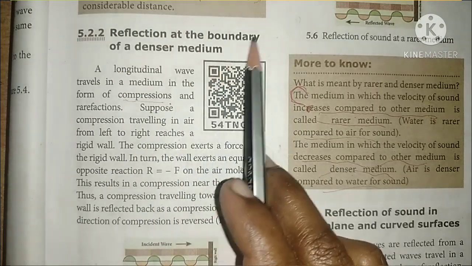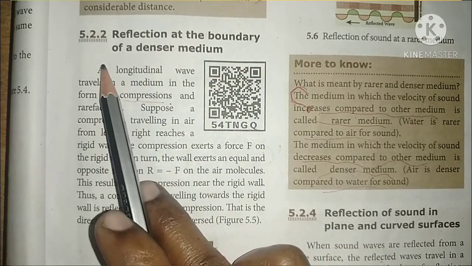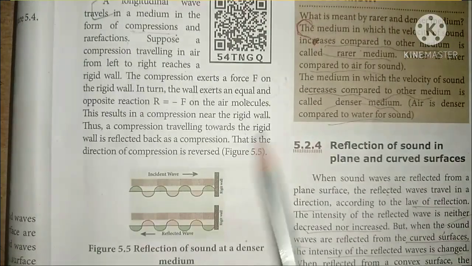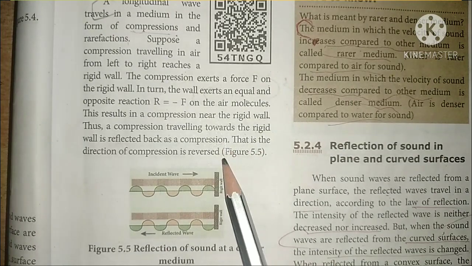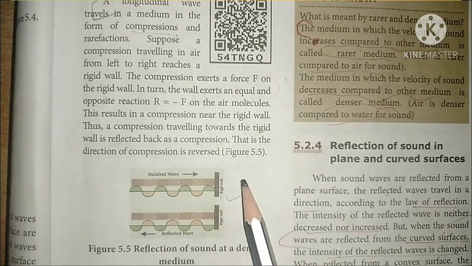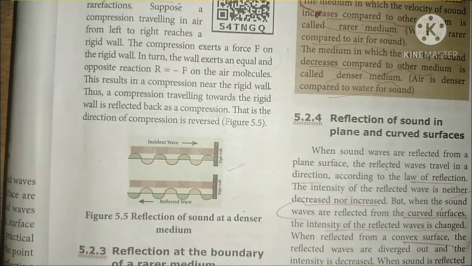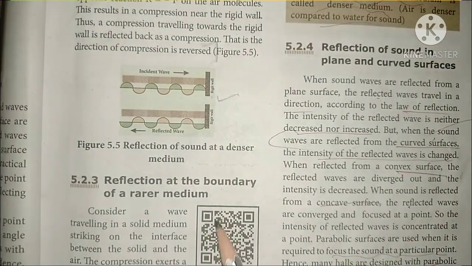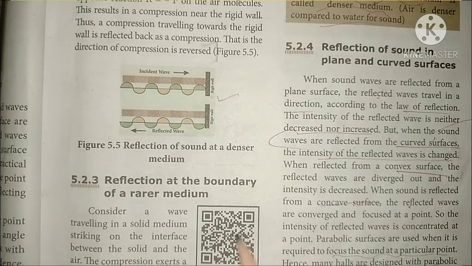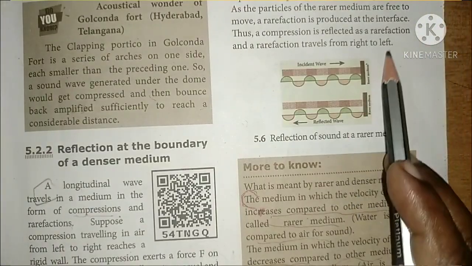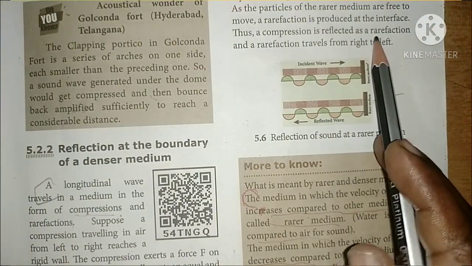Next question, reflection at the boundary of a denser medium. From here to here, you have to mark it point wise and learn, and this diagram also, page number 63. On the same page, reflection at the boundary of a rarer medium. This is one of the book back questions. Up to here you have to learn, and this diagram also you have to mark.